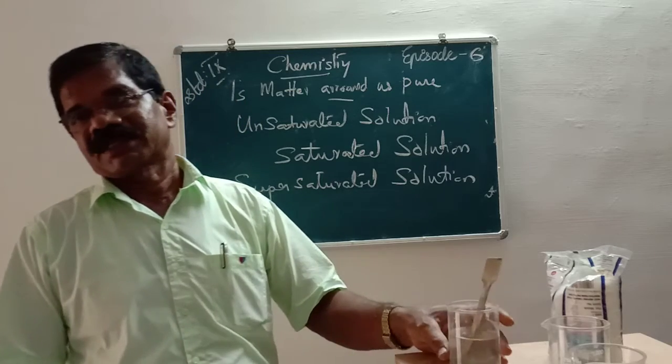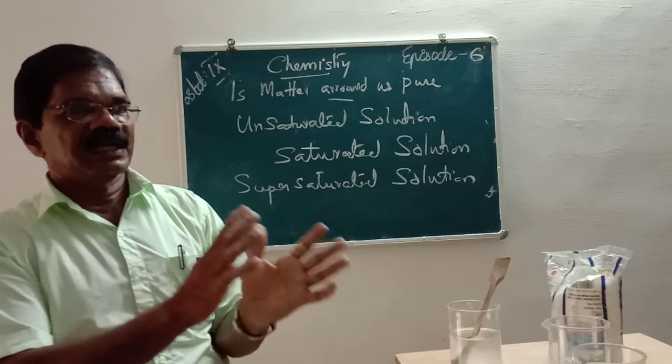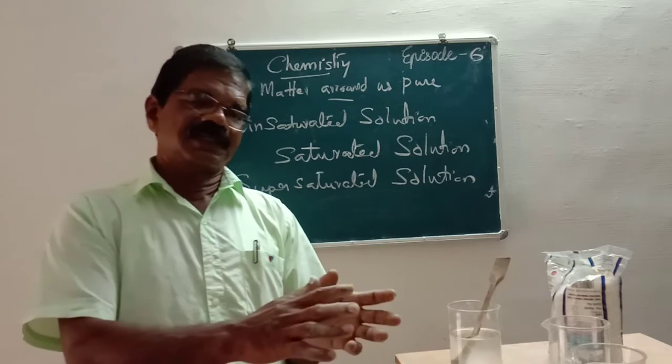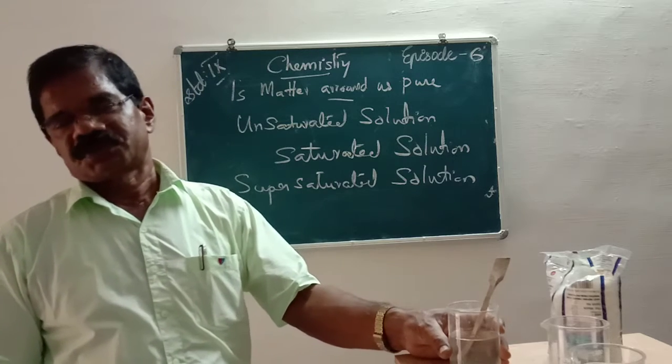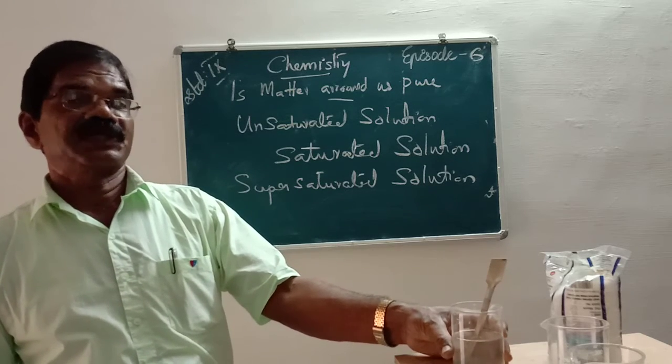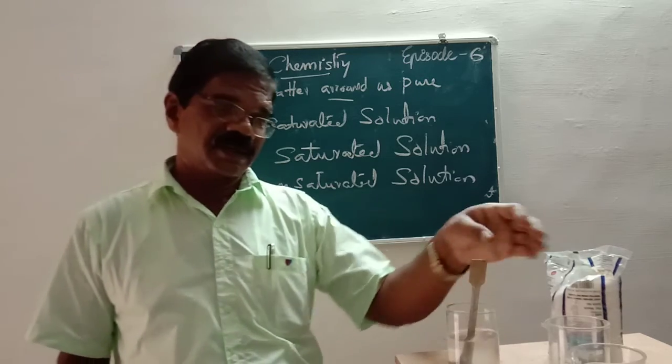If the maximum solute is dissolved at the given temperature, it is a saturated solution. If we increase the temperature by 10 degrees more, then we can dissolve more solute. That is a supersaturated solution. Then what is an unsaturated solution?